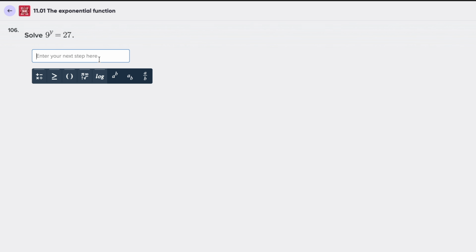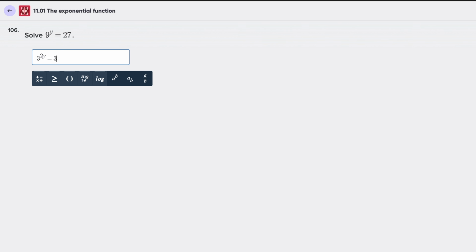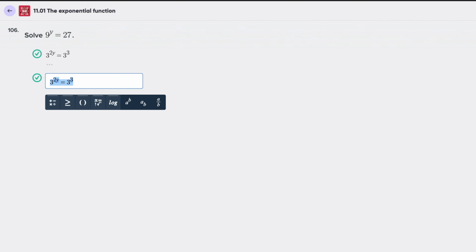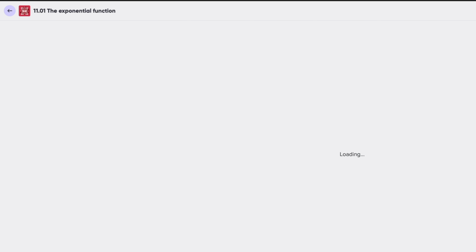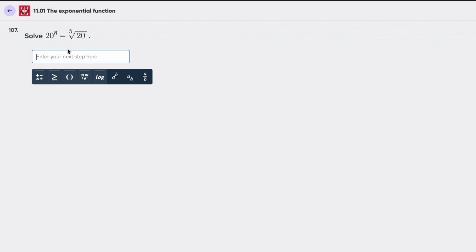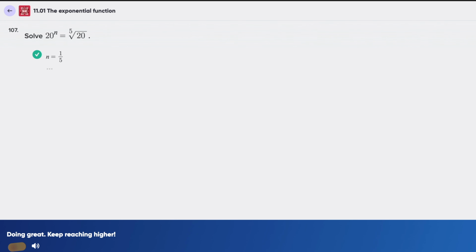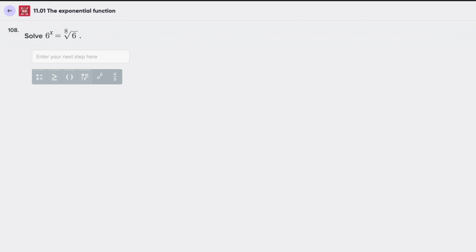Yeah, pretty easy. So 3 to the power of 2y is equal to 3 to the power of 3. 2y equals 3, which means that y is equal to 3 over 2. So we've got the same numbers here. Instead of breaking them down, we can just work with them directly, because we can very easily just rewrite this as n is equal to 1 over 5. Same situation. So x is equal to 1 over 8.